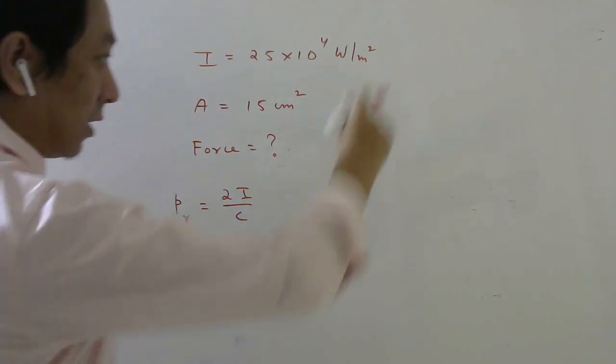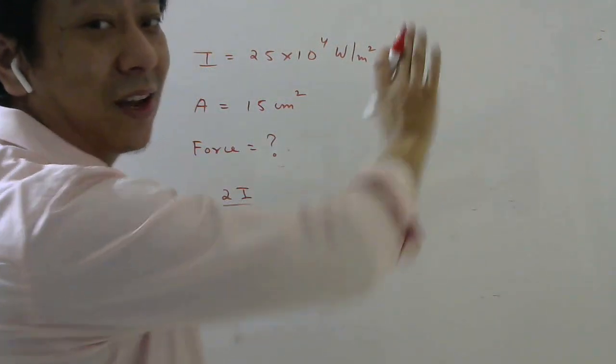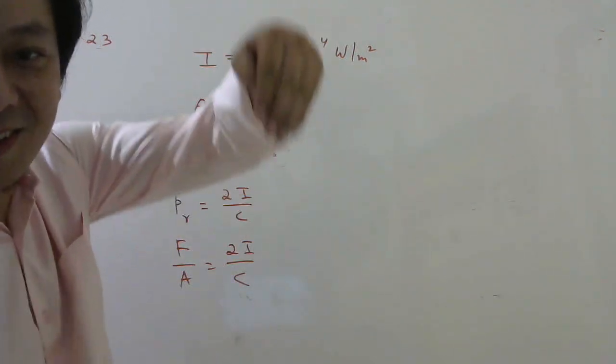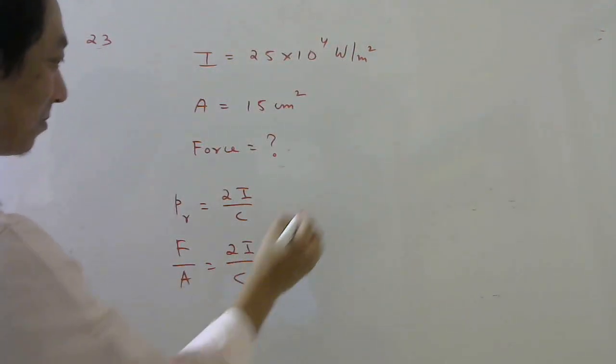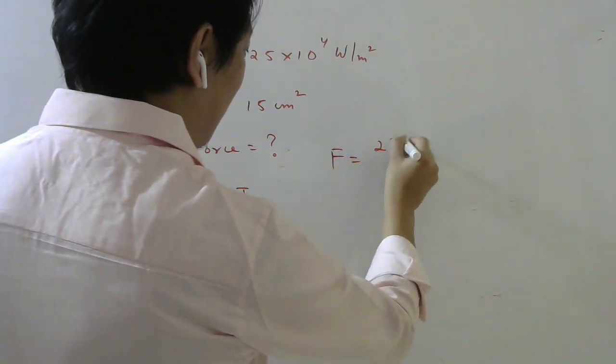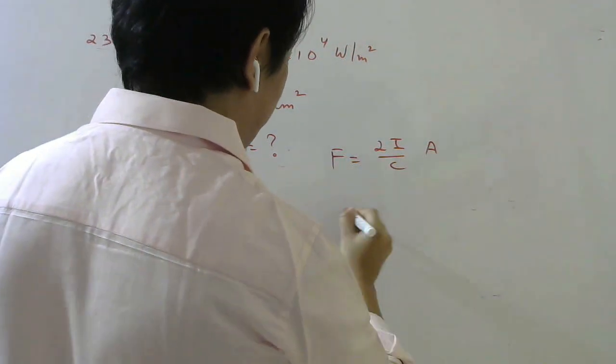So sometimes if you can't come from the top, you go from the back. That's the beauty of mathematics. So you can come this way, you can come this way also. So if you cross multiply, the force will be what? 2I by C into area.